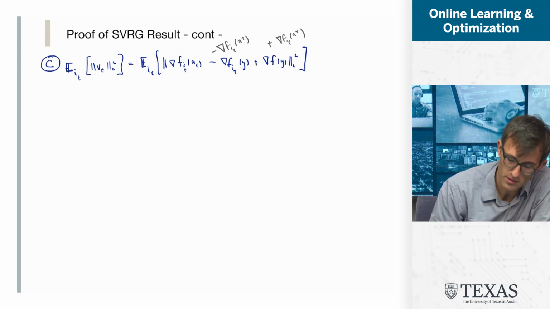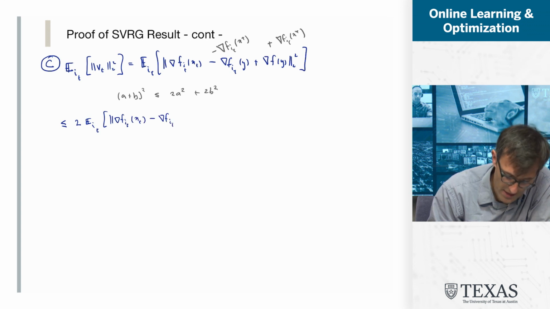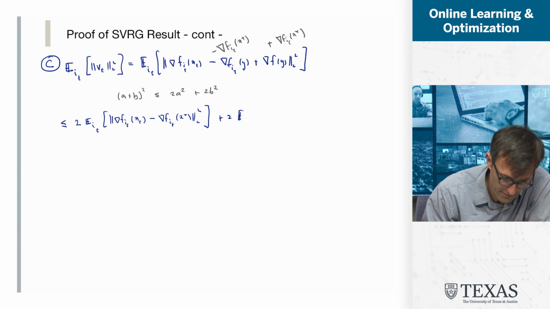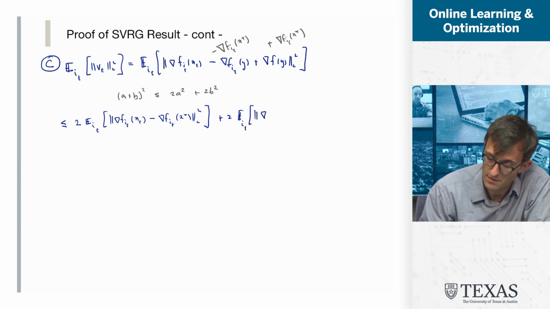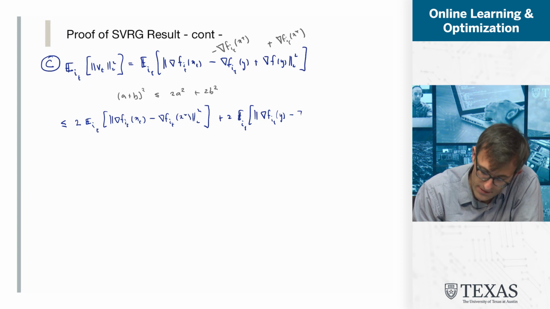And now I'm going to use the property that the norm of a plus b squared is less than or equal to twice the norm of a squared plus twice the norm of b squared. So this is going to be upper bounded by twice the expected value over i_t of the norm of the gradient of f_{i_t} of x_t minus the gradient of f_{i_t} of x star squared. This is the first x star that I added and subtracted, plus twice the expected value of the other term that was left. This is the gradient of f_i at y minus the full gradient at y, minus the gradient of f_{i_t} evaluated at x star.